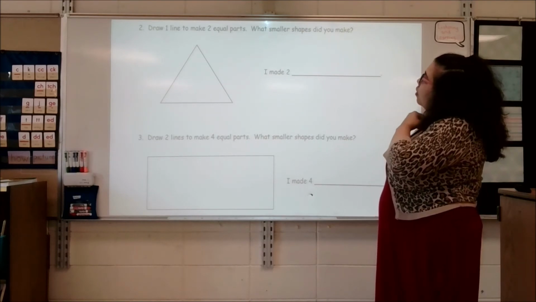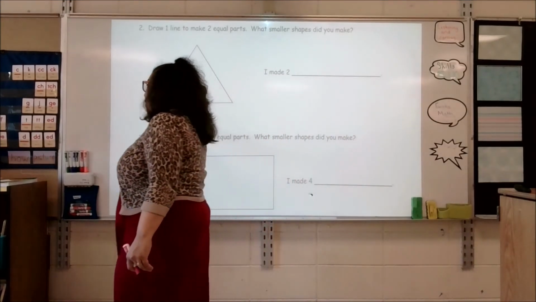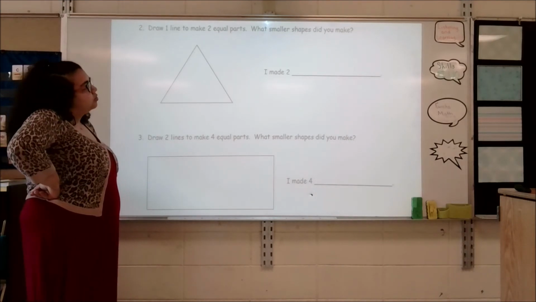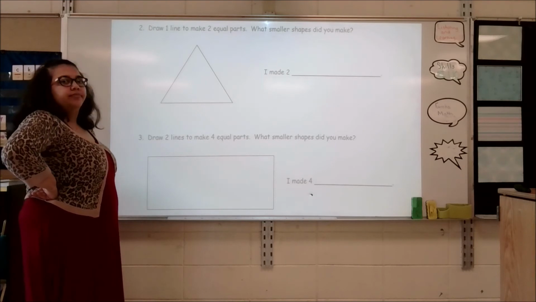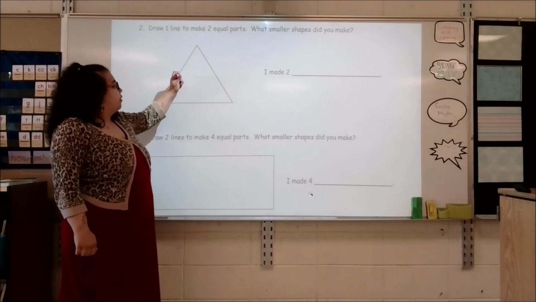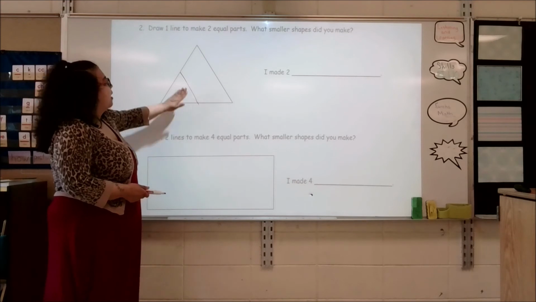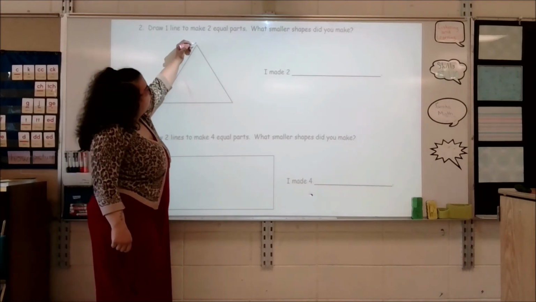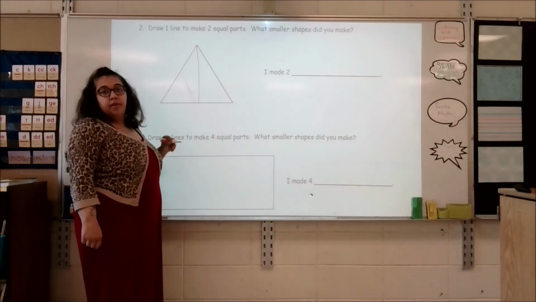What smaller shapes did you make? All right, so we have a triangle, and we want to partition it into 2 equal parts. Partition actually has the word part in it. So, can I split my triangle here and make 2 equal parts? I cannot. No. What if I split my triangle here? Does this make 2 equal parts?